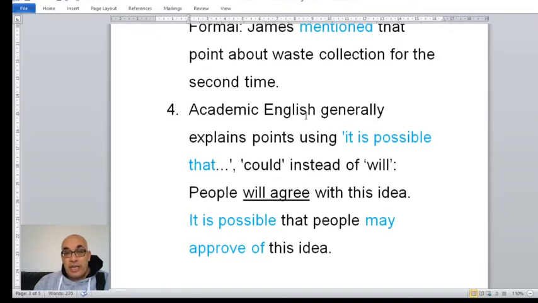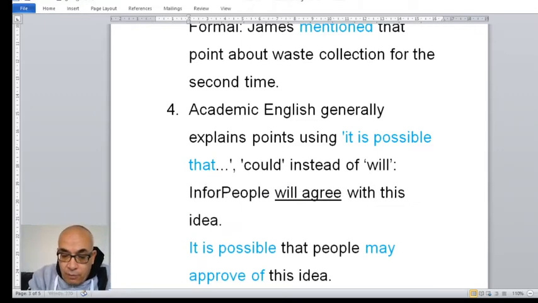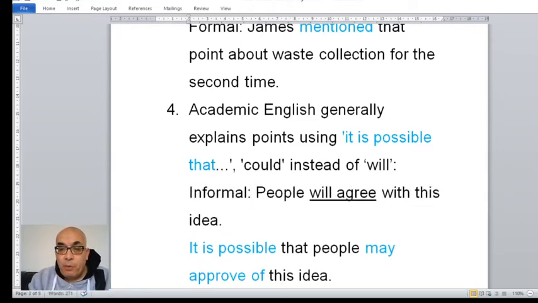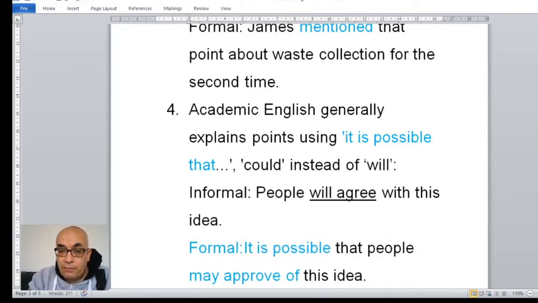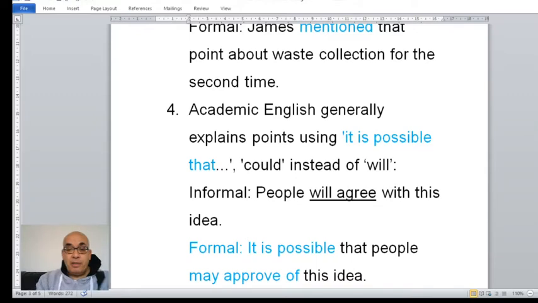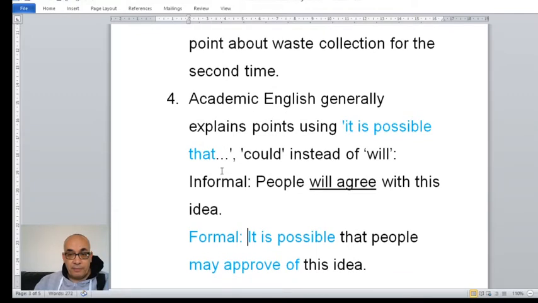Academic English generally, because we have exceptions, generally explains points using it is possible that, could, instead of will. So people will agree with this idea. This is informal. I have to put informal here. Informal for you. People will agree with this idea. The formal one, it is possible that people may approve of this idea.